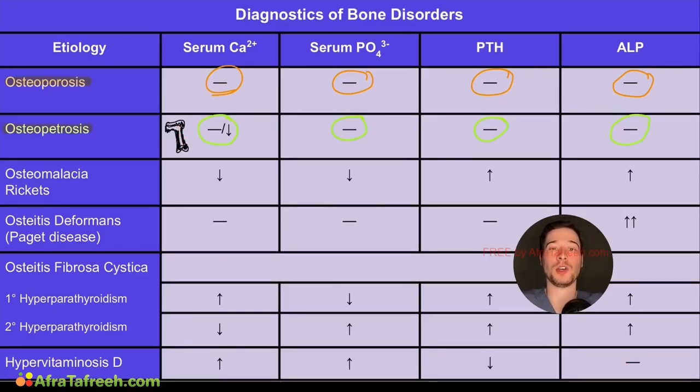Now, they might also want you to know that key difference between these two is that osteoporosis is typically an age-related disorder, whereas osteopetrosis is typically a genetic condition. And so that's another key distinguishing feature between osteopetrosis and osteoporosis. Now, moving on to our next one, we have osteomalacia/rickets. Remember, osteomalacia is typically the adult form and rickets is the childhood form. And we're going to see decreased calcium here because this is the primary problem that's going on.